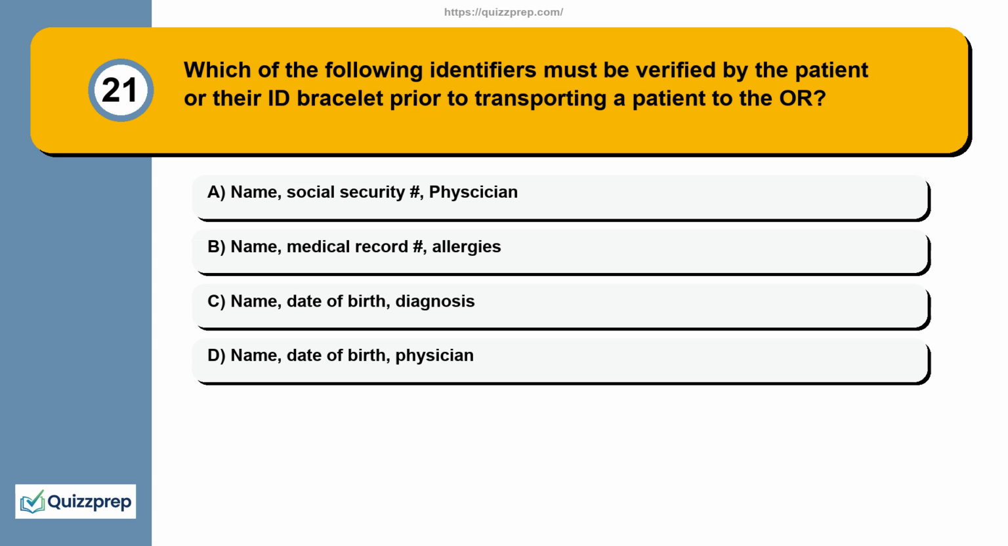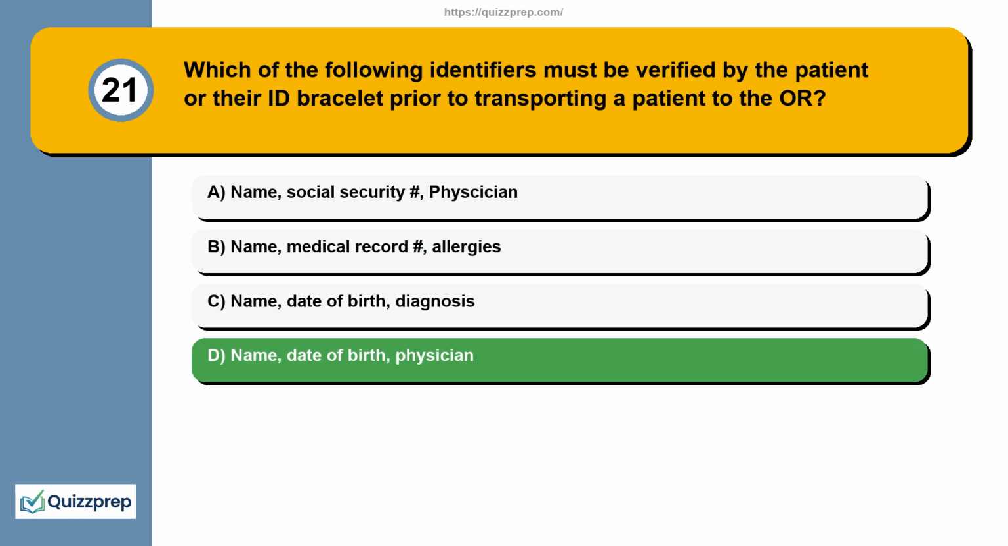Question 21. Which of the following identifiers must be verified by the patient or their ID bracelet prior to transporting a patient to the OR? Option A, name, social security number, physician. Option B, name, medical record number, allergies. Option C, name, date of birth, diagnosis. Option D, name, date of birth, physician. The correct answer is option D, name, date of birth, physician.